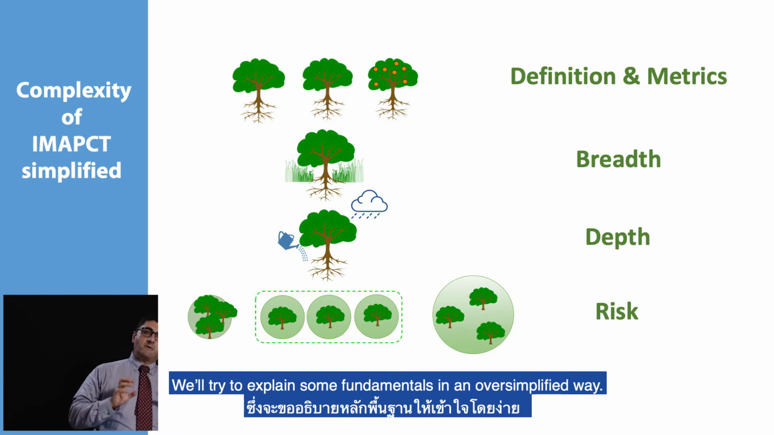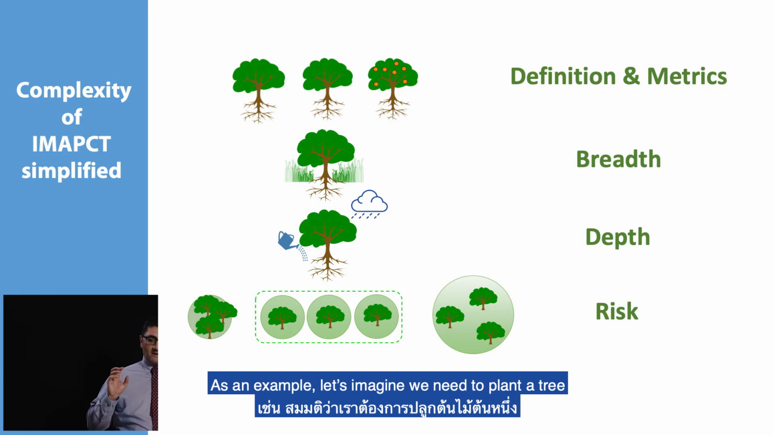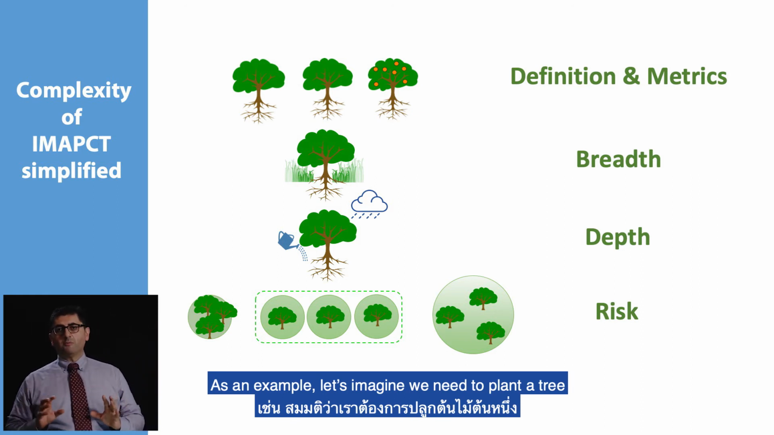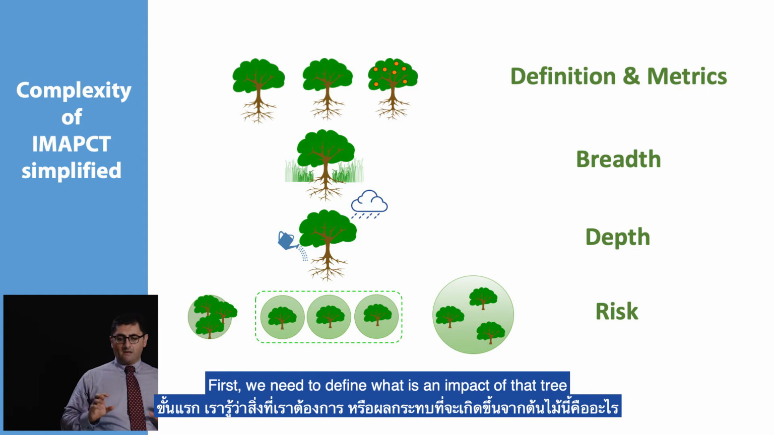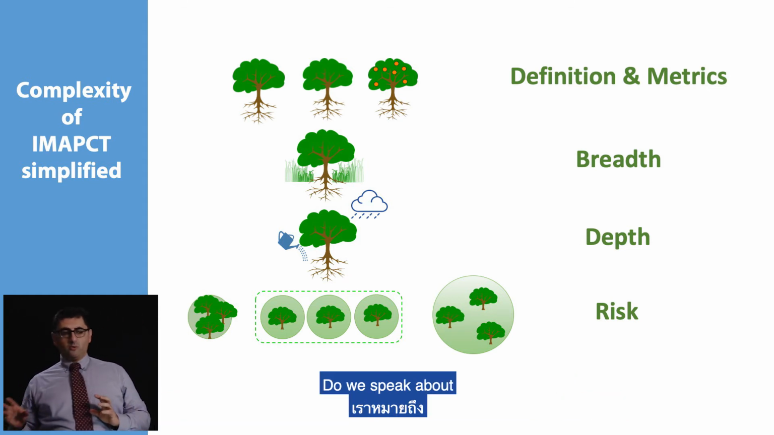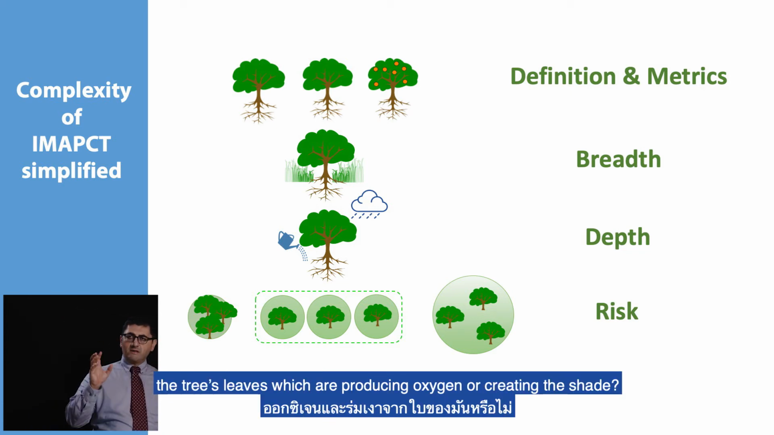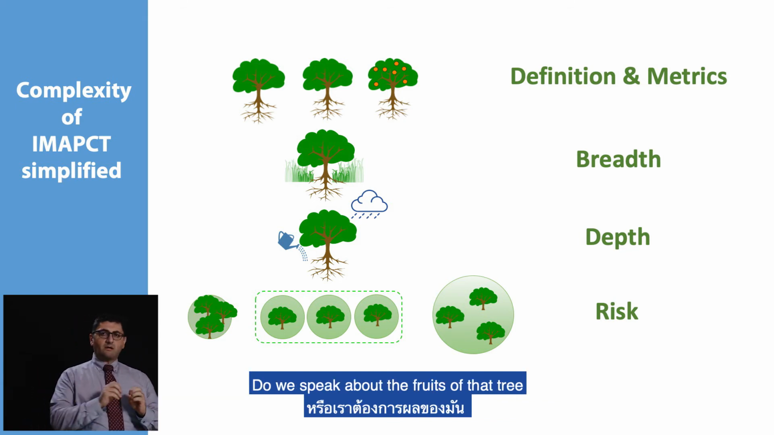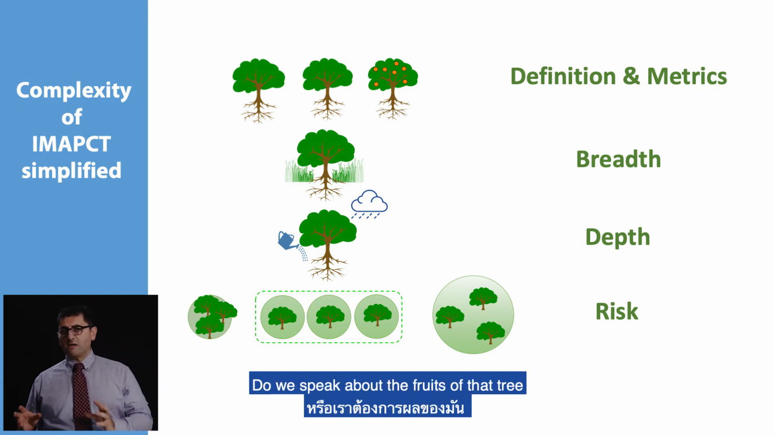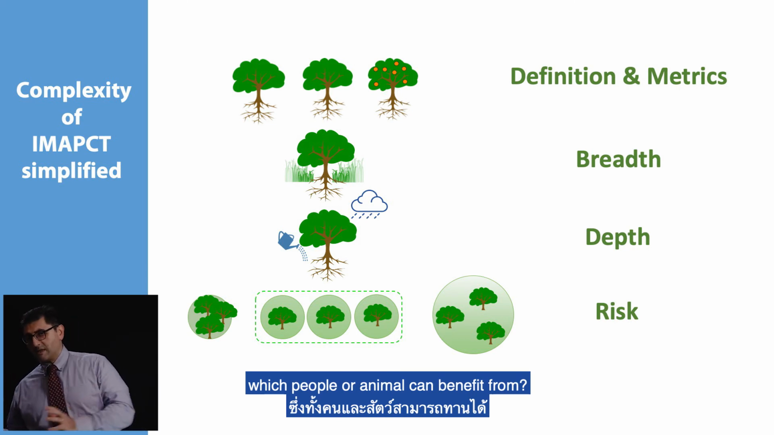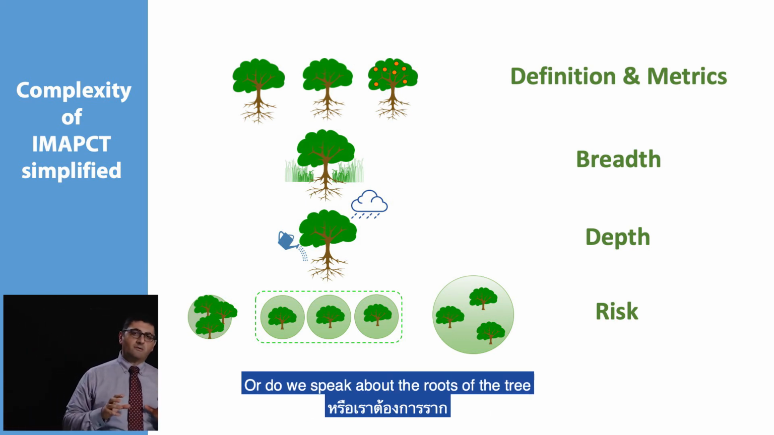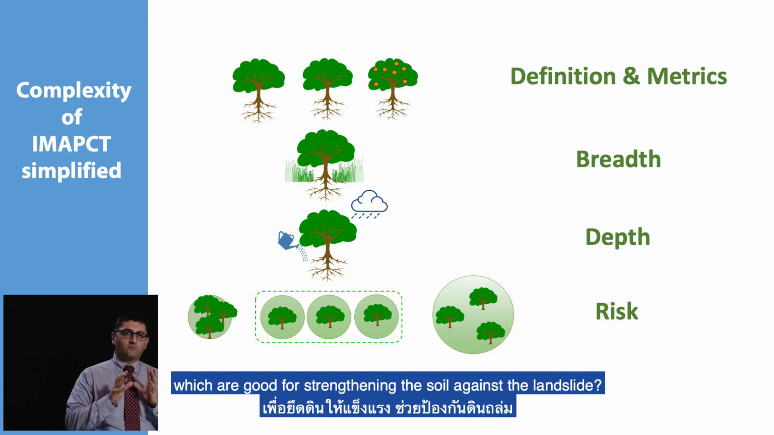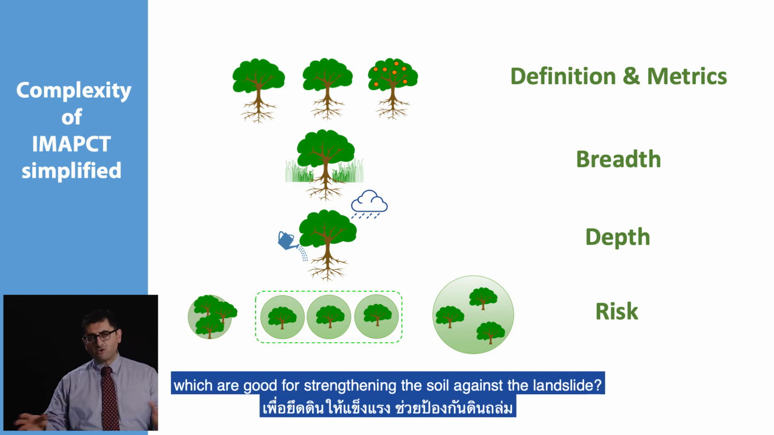We will try to explain some fundamentals in an oversimplified way. As an example, let's imagine we need to plant a tree. First, we need to define what the impact of that tree is. Do we speak about the tree leaves which produce oxygen or create shade? Do we speak about the fruits of the tree which people or animals can benefit from? Or do we speak about the roots of the tree which are good for, let's say, strengthening the soil against landslides?